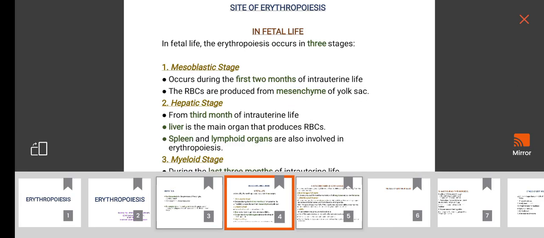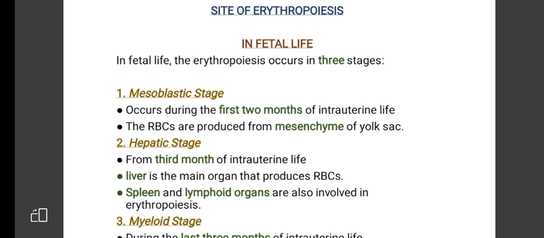Next we'll see about the site of erythropoiesis in fetal life as well as children and adults. First, in fetal life, the erythropoiesis occurs in 3 stages. The first stage is the mesoblastic stage. It occurs during the first 2 months of intrauterine life. RBCs are produced from the mesenchyme of the yolk sac.